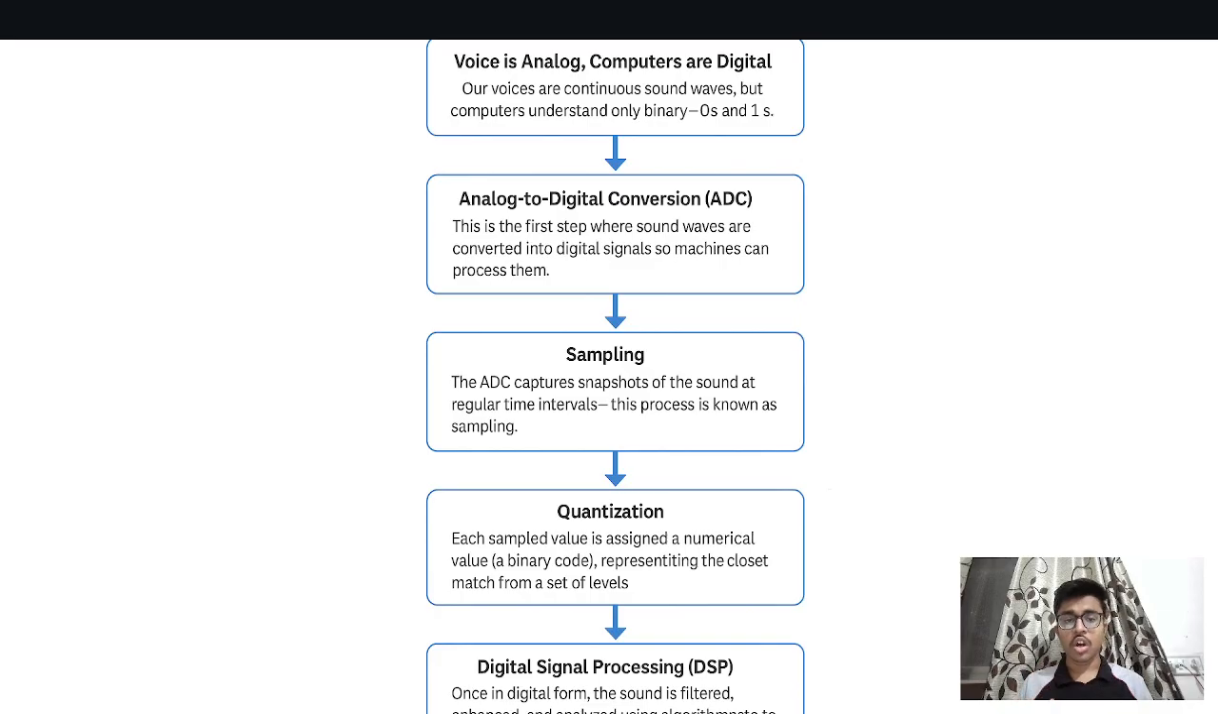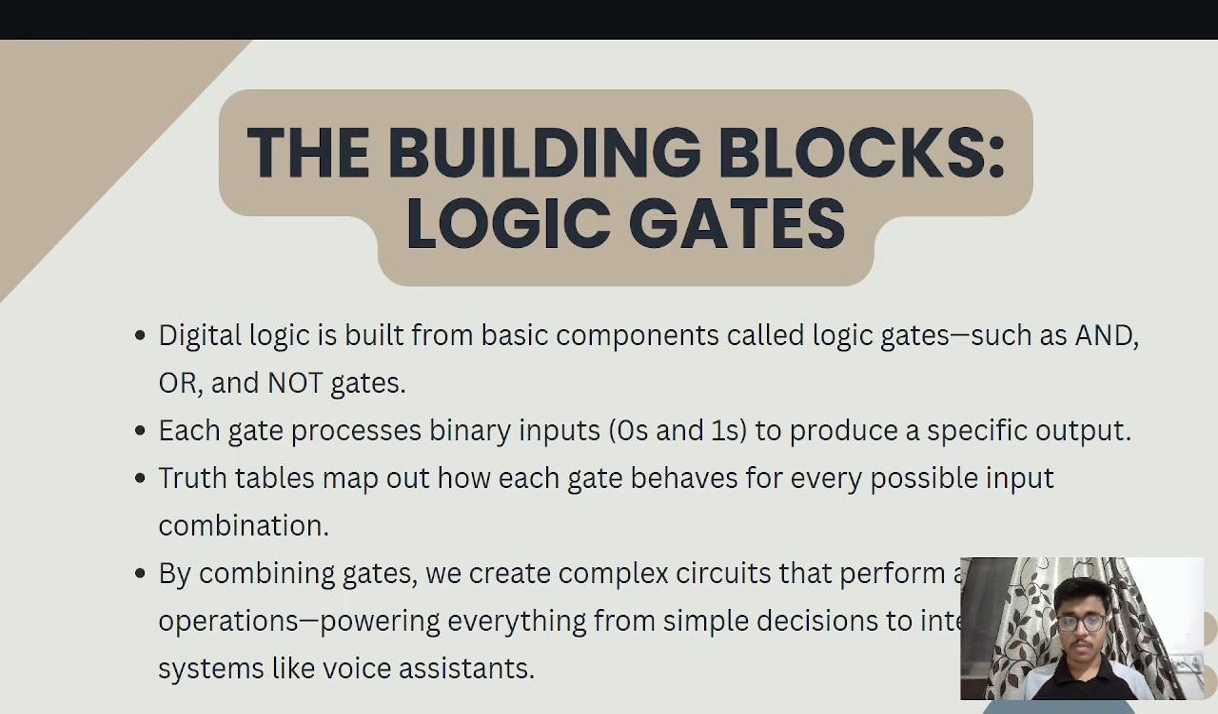This is the flow of how the voice that is analog is converted to a digital signal. First the analog to digital conversion takes place, then sampling, then quantization, and then at last DSP, and these are the building blocks. Now we will understand how the basic logic gates are used in such complex circuits.